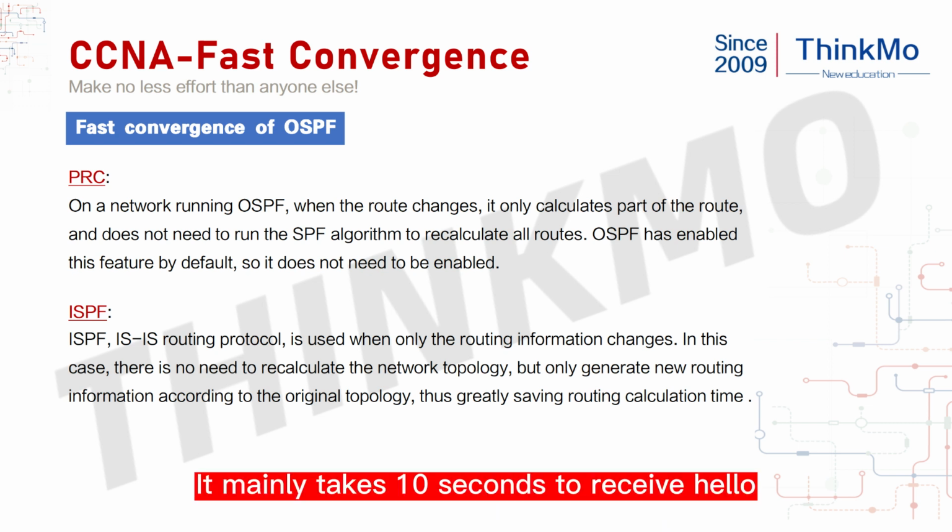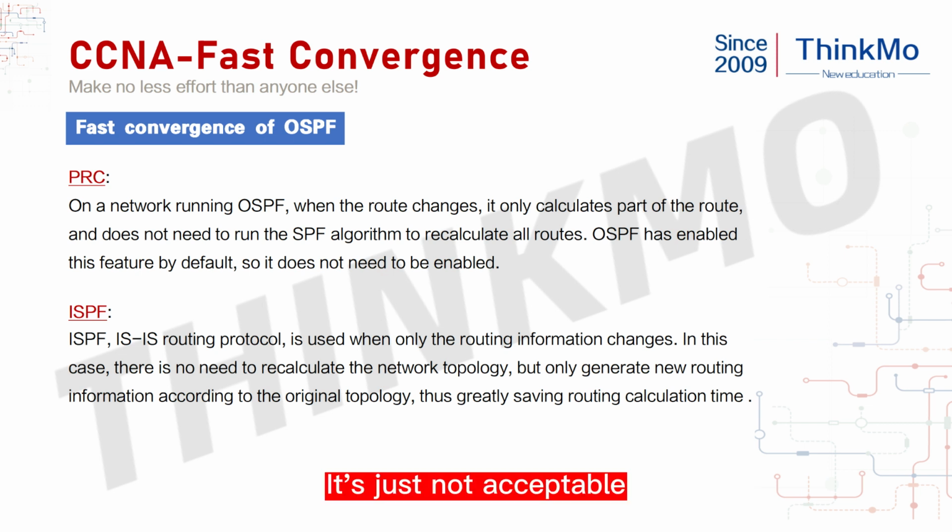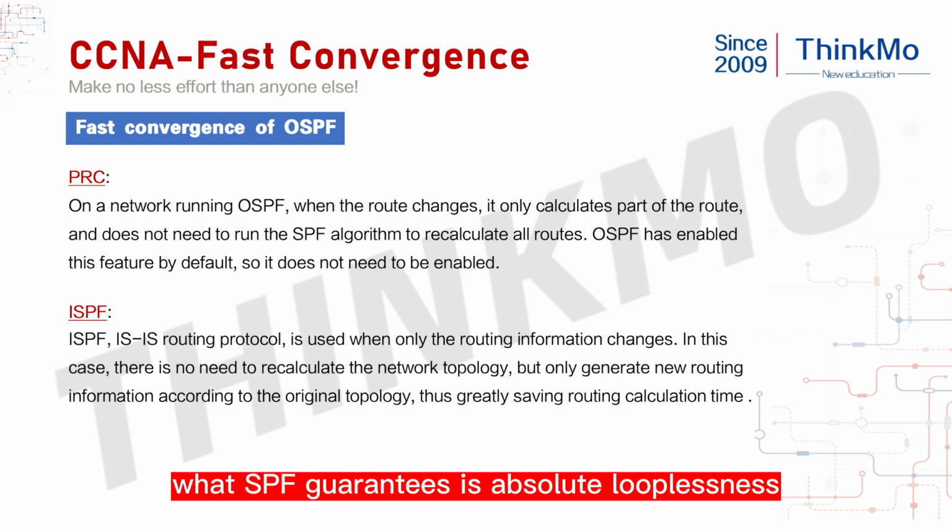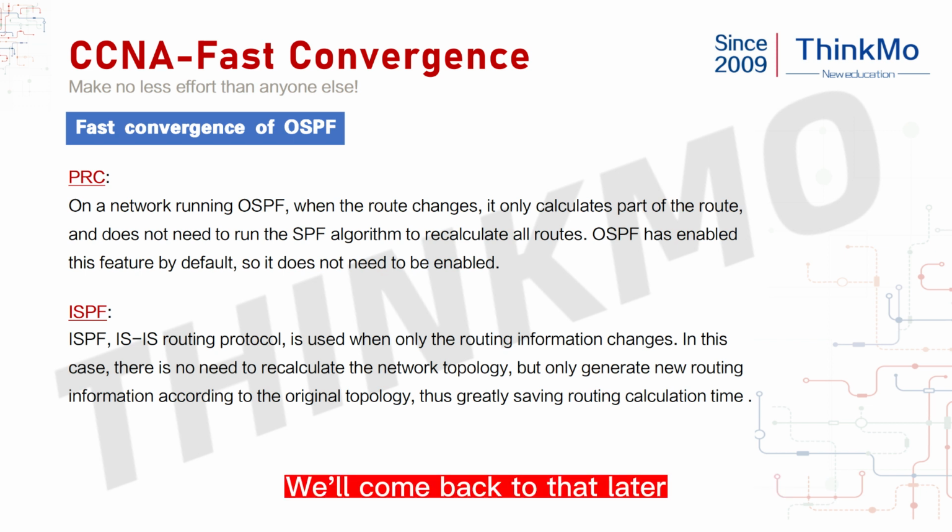It mainly takes 10 seconds to receive hello. For the convergence of the network, it's just not acceptable. That's one aspect of it. Then there's the SPF algorithm. OSPF is called open shortest path first. The open shortest path is preferred. So what it does is it uses SPF. It's called the tree algorithm. It's acyclic. In other words, in the region, what SPF guarantees is absolute looplessness. So of course there are other interregions. Let's say there are some special cases involved. We'll come back to that later.